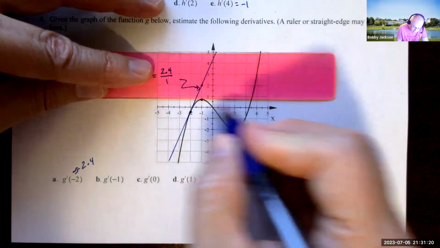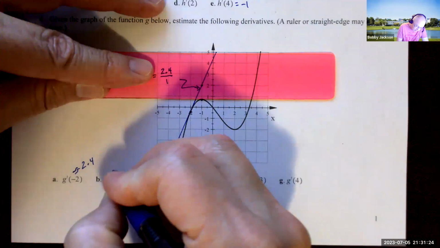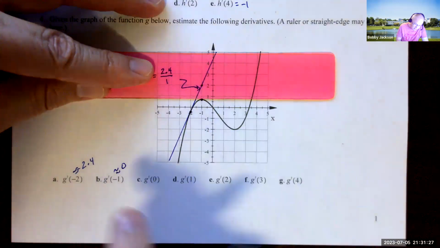So if it is horizontal, what's the slope of any horizontal line? Slope of any horizontal line is 0, right? And so it's going to be close to 0.